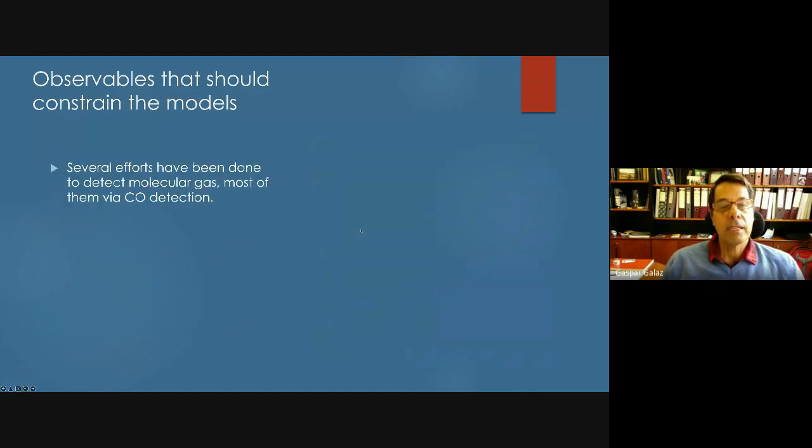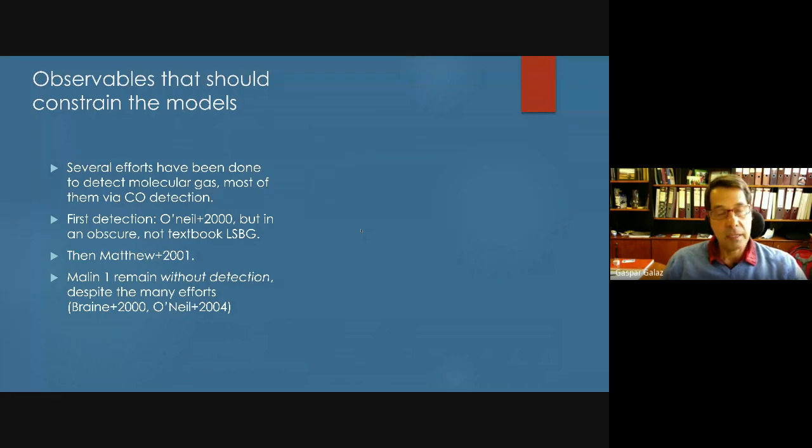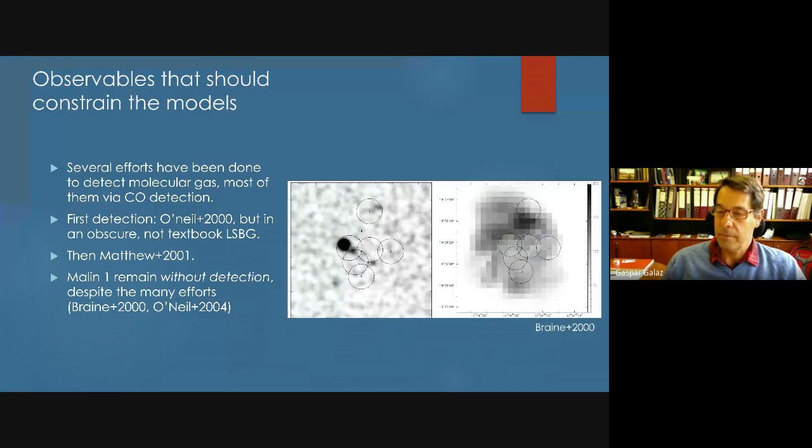Another thing that is important is the gas. If models can really constrain the action that the interstellar medium is suffering in terms of the CO, that is interesting. From the observational side, we have detections of gas in some giants, but not of all of them. In fact, the first detection of CO in an LSB galaxy was made in 2000 by O'Neill, and then Matthews in 2001. And Malin 1, as I commented before, remains without detection nowadays. I will show some of the efforts made for this.